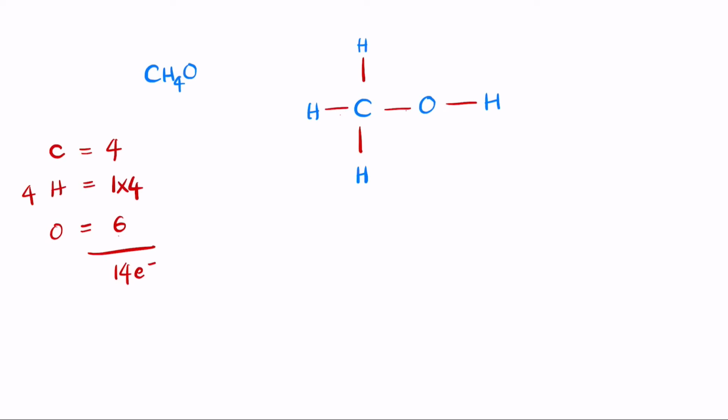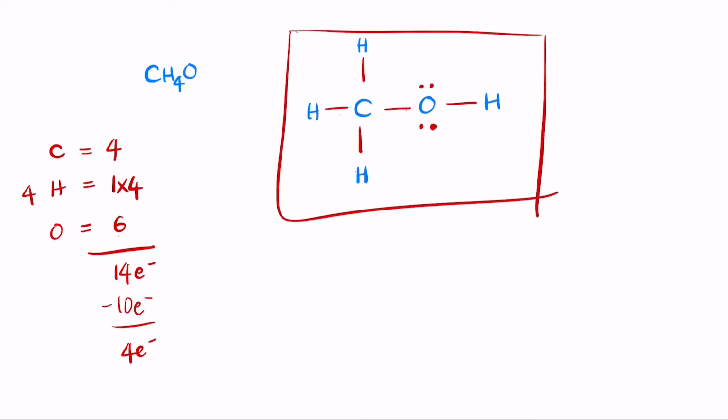So 5 bonds is 10 electrons. Minus 10 electrons becomes 4 electrons. So we have 4 electrons left to write down the structure. Now notice that hydrogen needs 2 electrons to become balanced, so hydrogen, hydrogen, hydrogen, all of them have 2 electrons each. Carbon has 8 electrons in terms of the bonds. So the only thing that is unbalanced here is the oxygen, so we can write those 4 electrons on the oxygen, giving it the final octet structure. So this is the Lewis structure for methanol.